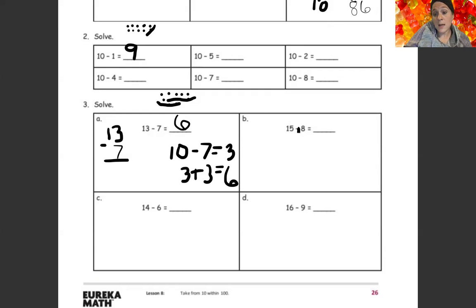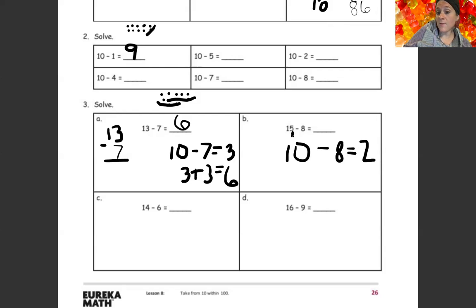Let's do one more together, and then I'll have you do the last 2 on your own. So 15, take away 8. Okay, if we think of it in this way, it's easier to subtract from 10, so let's do it that way first. Ready? So we have 10, take away 8 equals, okay, that one you guys can probably do in your head or with your fingers. 10, take away 8. How many is left? 2, right?